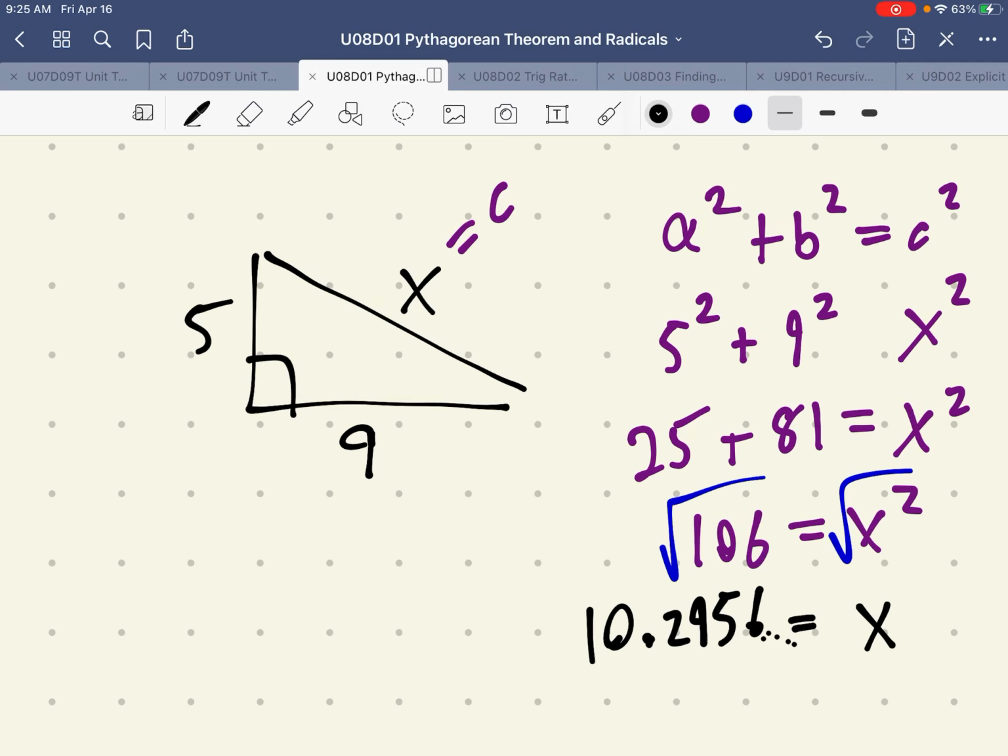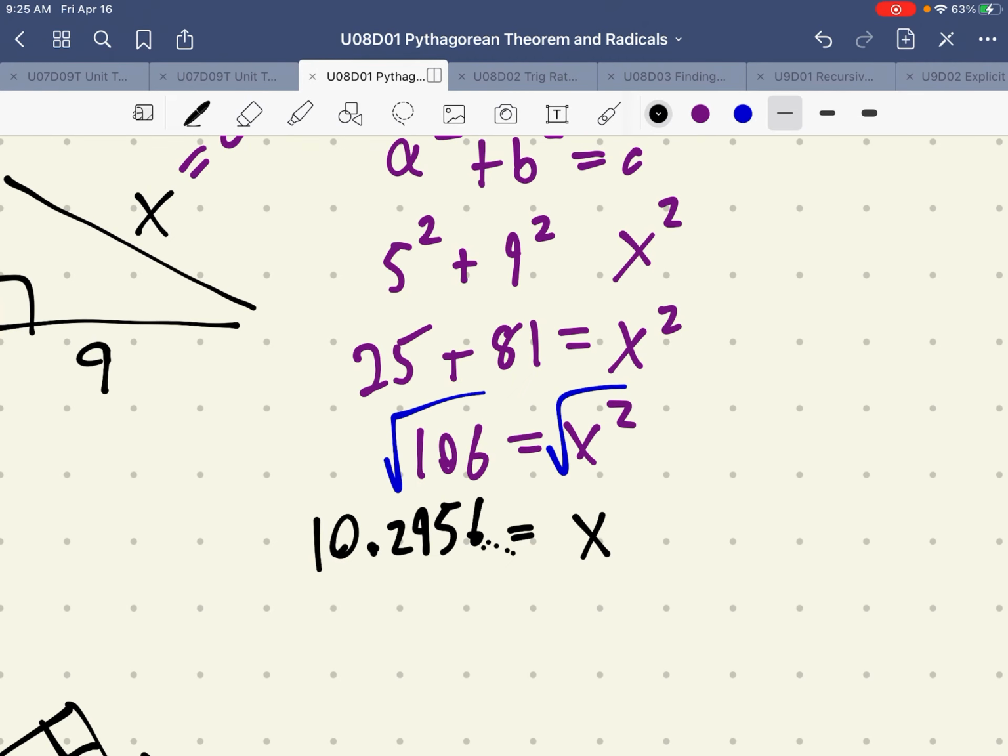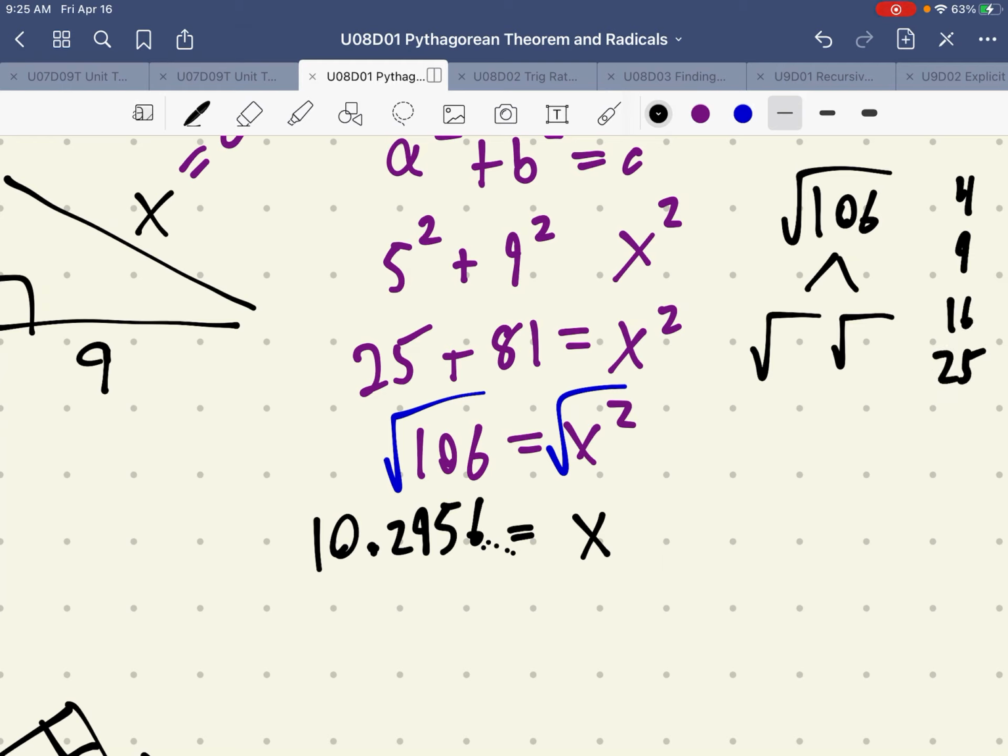Now, often you'll be asked to write your answer in what's called simplest radical form. I'm not sure 106 is a number that has a simplified radical, but we'll take a look. If you want to write a number in simplest radical form, you have to separate it into two numbers that multiply to be that number where one of them is a perfect square. So going through the list of perfect squares, which are 4, 9, 16, 25, 36, 49, and so on, we're going to try and see if any of these go into 106 evenly. If they don't, that means that we cannot simplify this number.